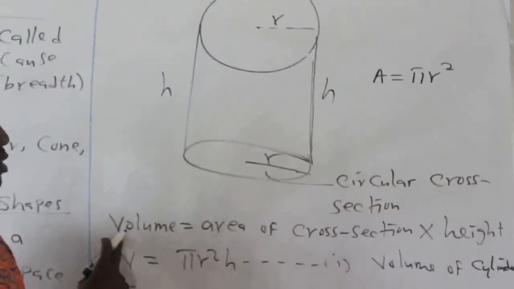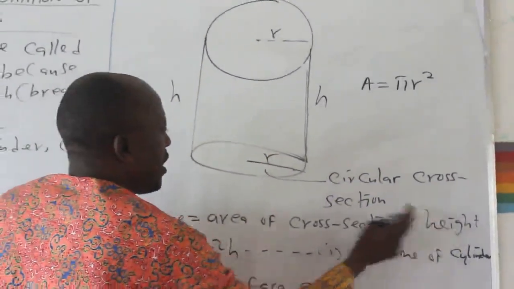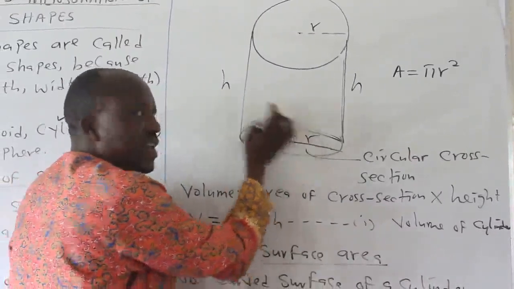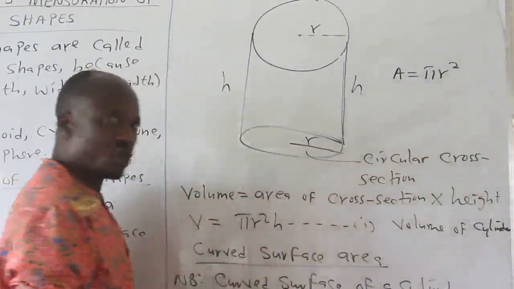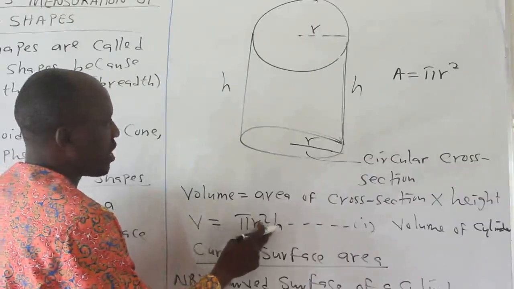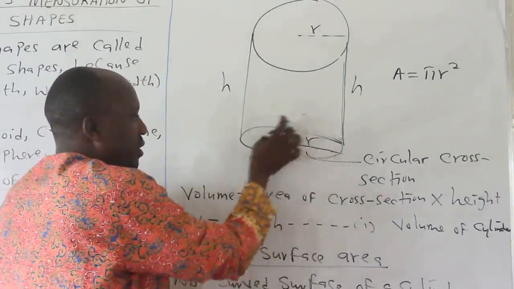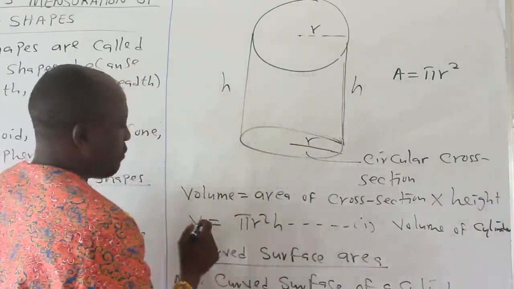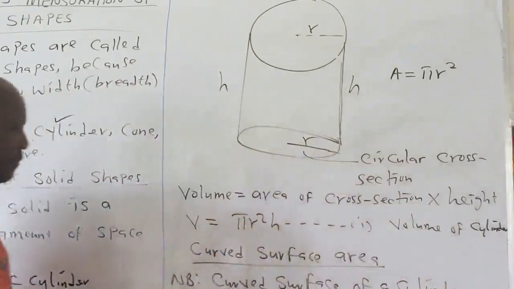So the volume of the cylinder is the area of the cross-section times the height. Since the cross-section, which is this side, is in the form of a circle, and the area of a circle is given as pi r squared, the volume of the cylinder will be pi r squared times h. That is the cross-sectional area times the height, and that is why you have V equals pi r squared h. That is the volume of a cylinder.